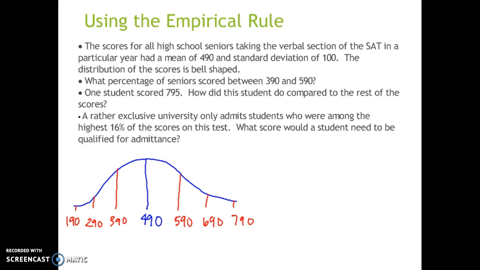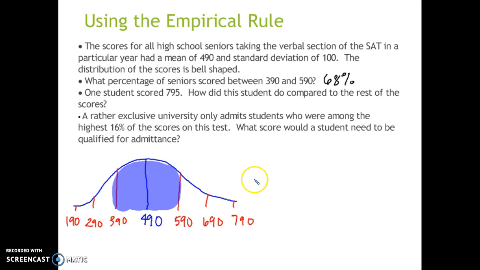Okay. Now, we want to know the percentage of seniors that score between 390 and 590. Well, 390 and 590 is going to be right in the middle, within one standard deviation of the mean. And we know by the empirical rule that that's 68%.